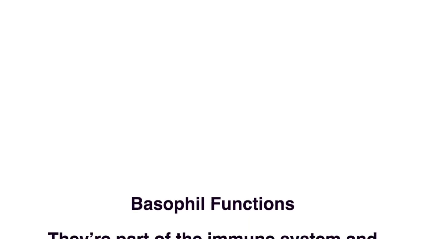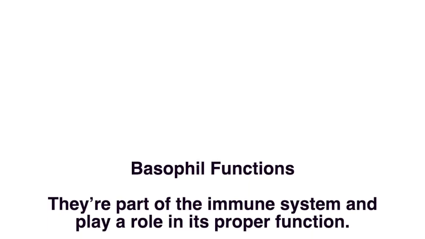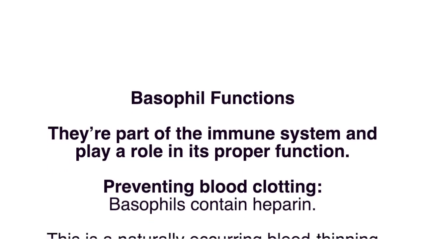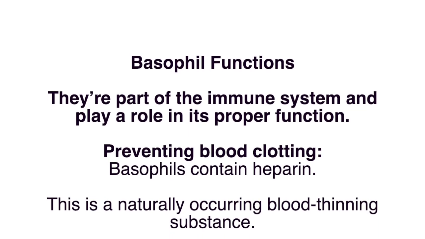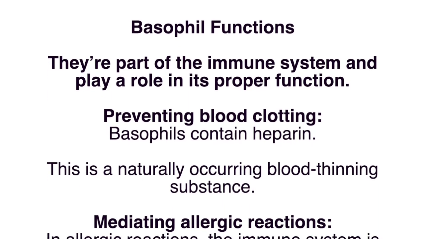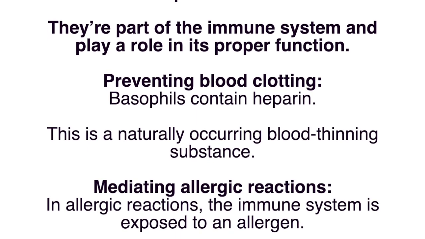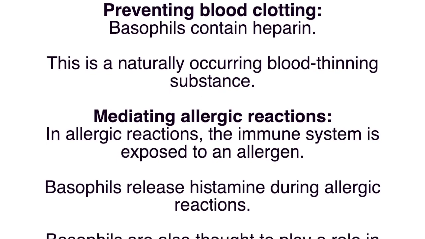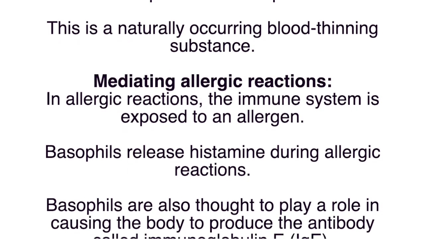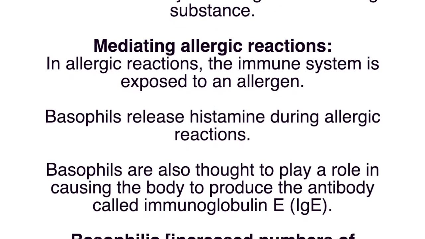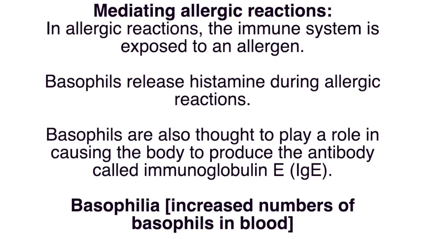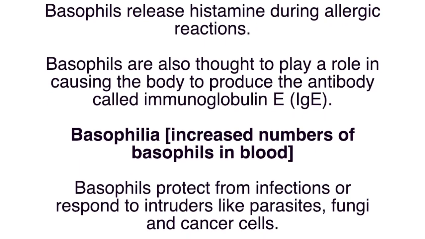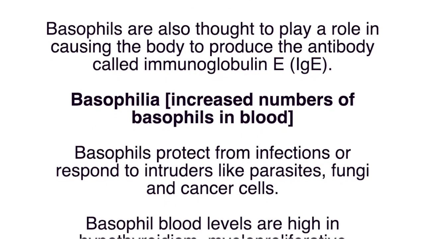Basophil functions. They are part of the immune system and play a role in its proper function. Preventing blood clotting. Basophils contain heparin. This is a naturally occurring blood thinning substance. Mediating allergic reactions. In allergic reactions, the immune system is exposed to an allergen. Basophils release histamine during allergic reactions. Basophils are also thought to play a role in causing the body to produce the antibody called immunoglobulin E, IgE.